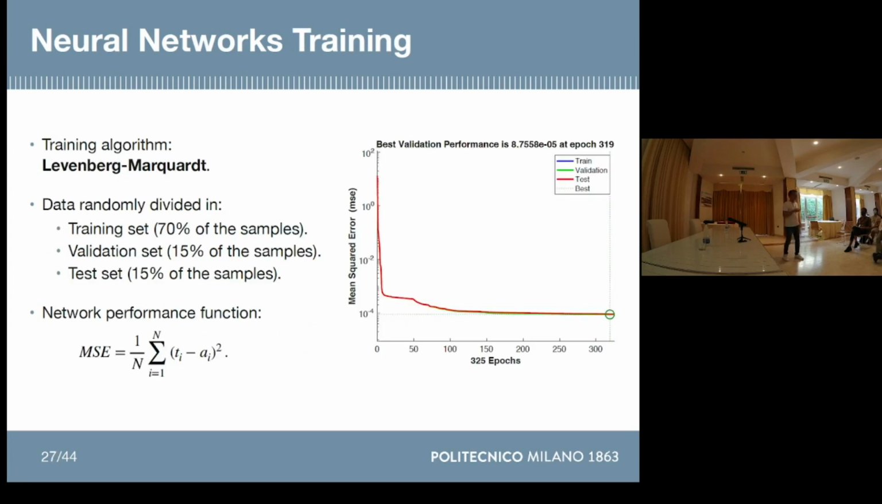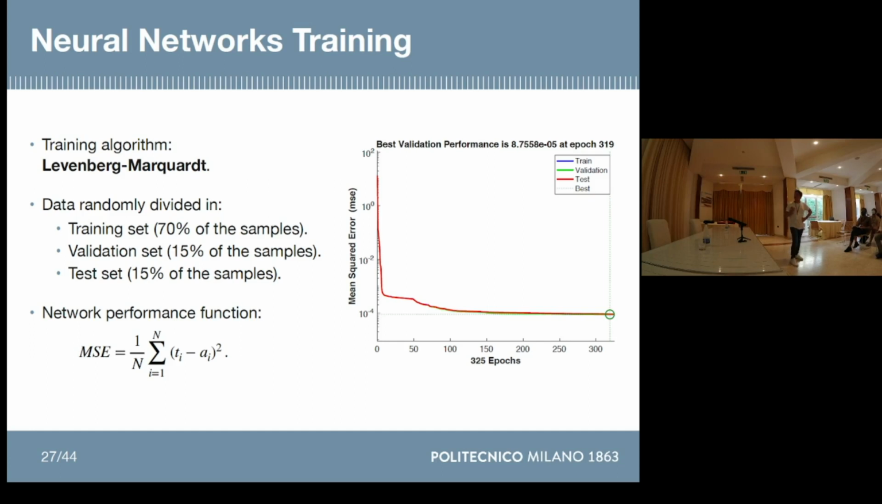So in order to train these neural networks, I've used the Levenberg-Marquardt algorithm, which is the standard algorithm used when performing functional regression tasks. And the data is randomly divided in this way: in the training set we have 70% of the samples, in the validation one we have 15% of the samples, and in the test set we have 15% of the samples. As a performance function, we've used the standard mean squared error.